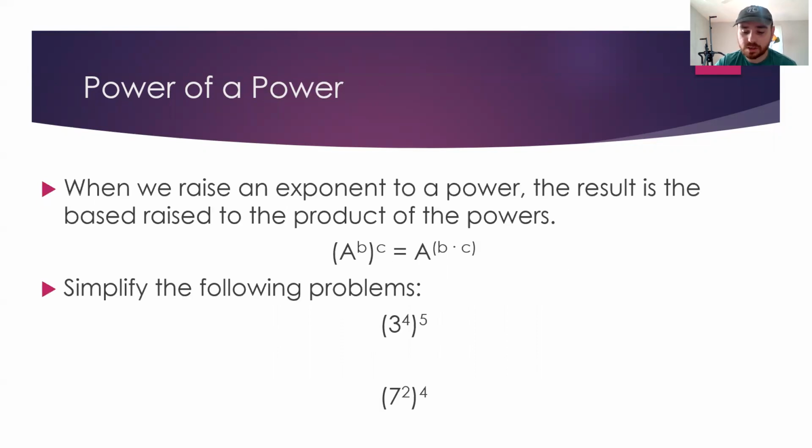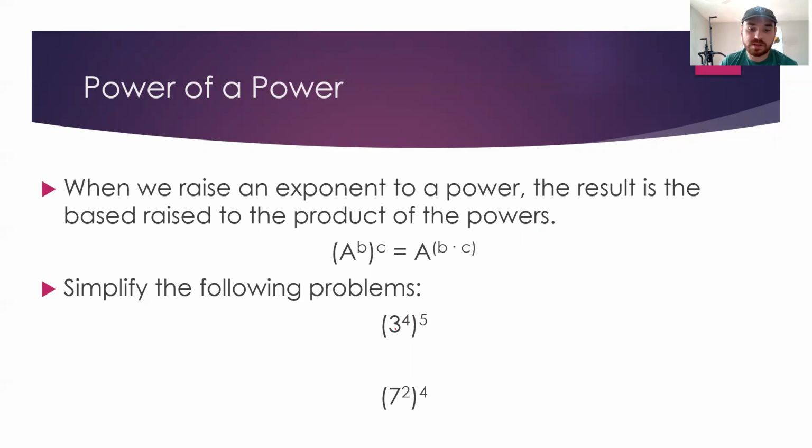What you might have noticed was when we had 2 squared squared, I know there's a lot of information on the screen, that was left with 2 to the 4th. When we had 3 cubed cubed, that gave us 3 to the 9th. As it turns out, when we raise a power to a power, what we can do is just multiply the 2 different powers. So a to the b in parentheses raised to the power of c is equal to a to the b times c.